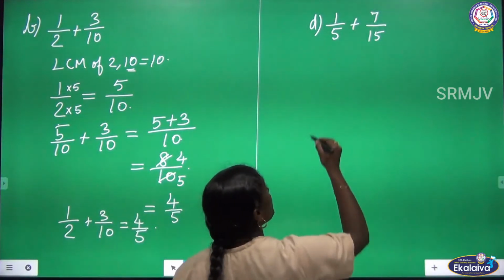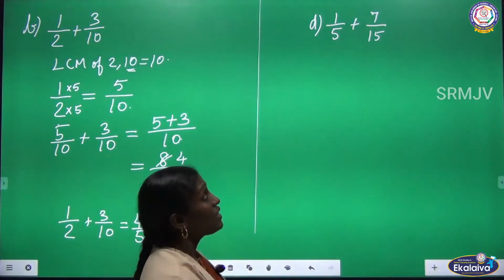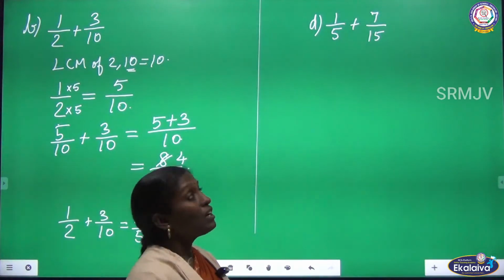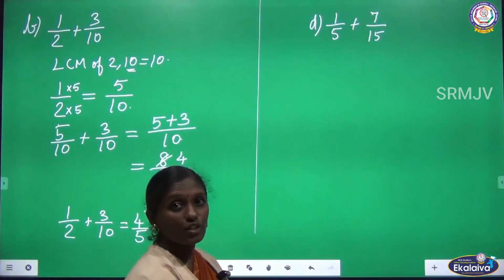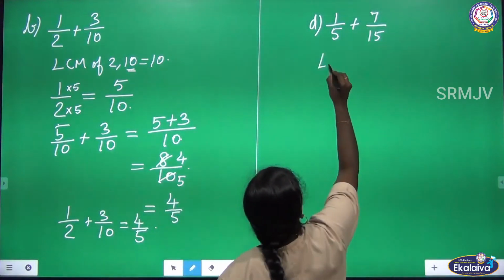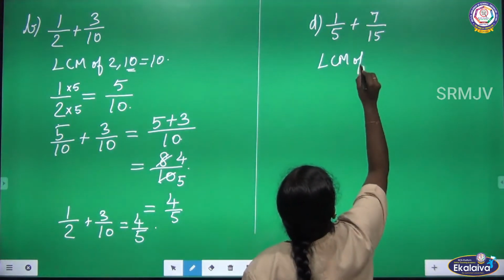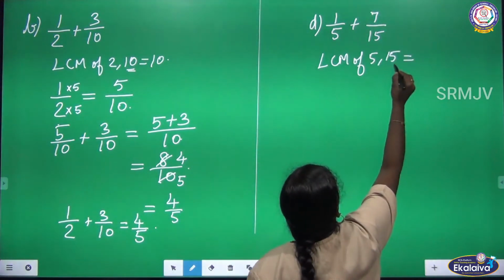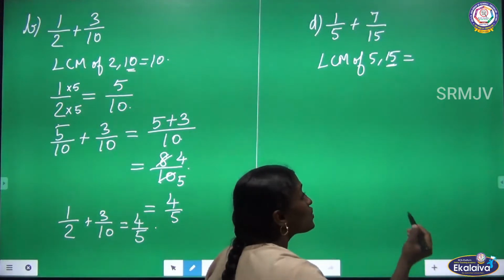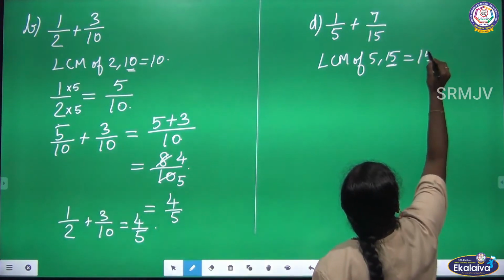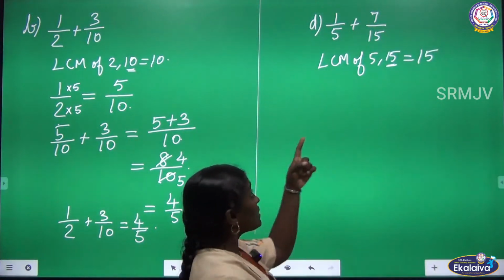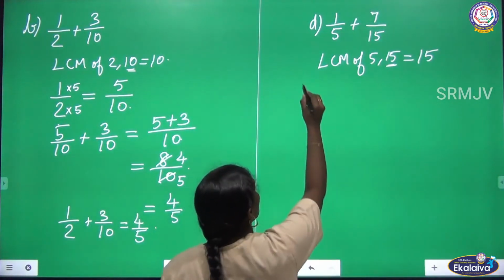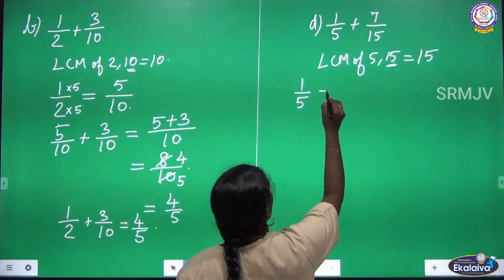Here also we have to find the LCM of the given denominators to change the fractions to like fractions. Okay. So LCM of 5 and 15. Okay. Here 15 is the multiple of 5, so we can take 15 as the LCM. So here see the second fraction, already the denominator is 15. So we are going to convert the first fraction with the denominator 15.